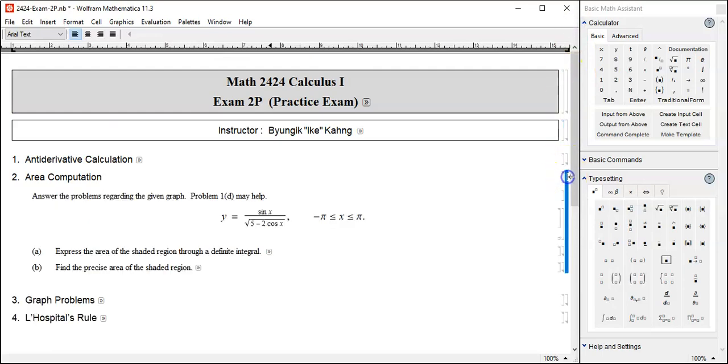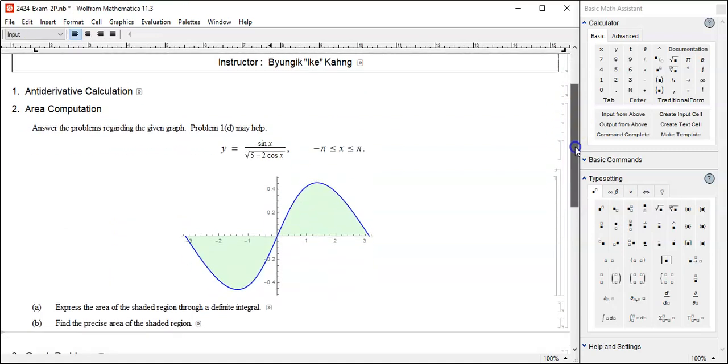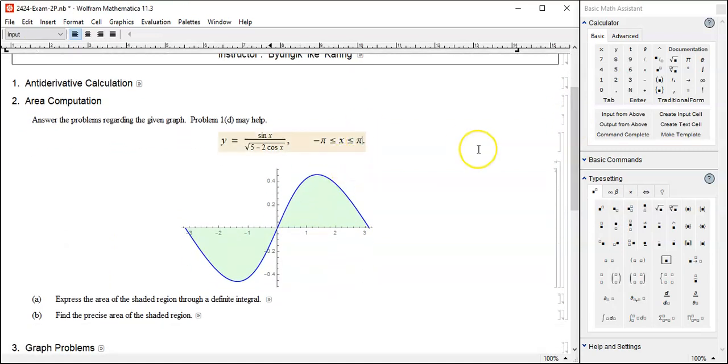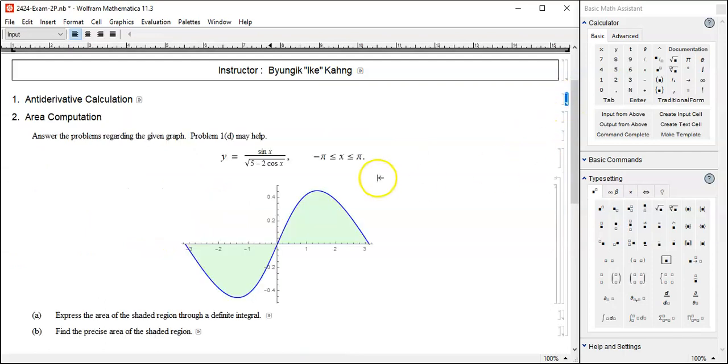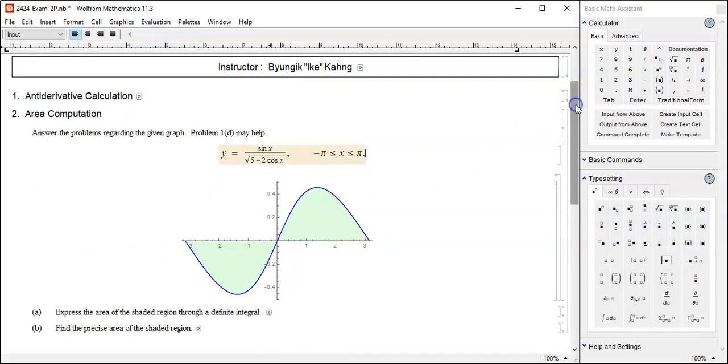Next, let's go to area problems regarding this kind of curve. And then, well, isn't that this function that we just discussed previously? Yes, the very same function, except that we have x instead of theta. So we can use exactly the same computation as before. But then again, how do we use the antiderivative of this?